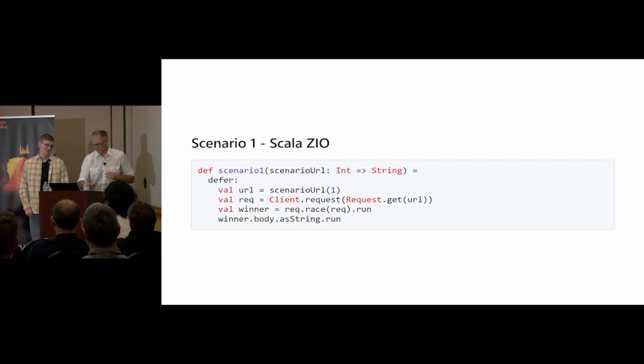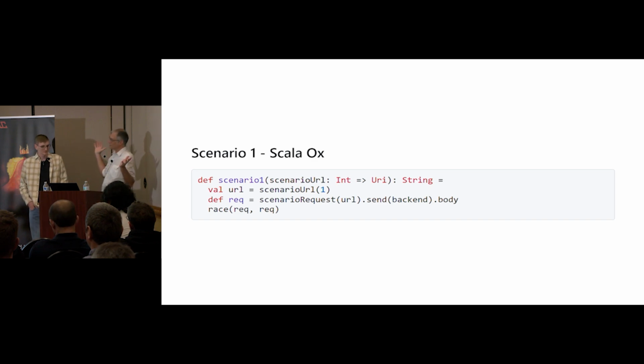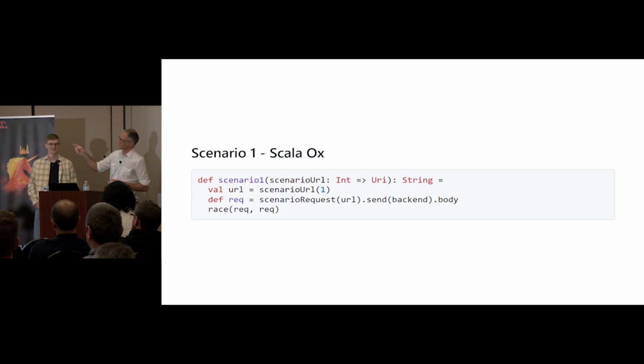Okay, so that's the ZIO code, nice and clean. Let's now look at the Ox code. So the Ox code being based on Loom, we can just do everything in what appears to be this blocking approach. The one thing about this one that stands out is that rec is a def. So why is rec a def here?